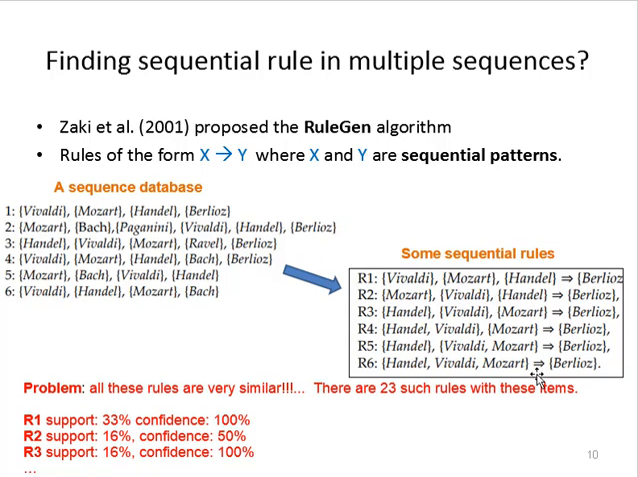And all these rules, although they are very similar, will have different support and confidence values. So rule 1 has support 33%, rule 2 16%, rule 3 16%. And for the confidence, also quite different. Rule 2 has 50% confidence, rule 3 has 100%, and so on. So we have many rules that look very similar but have different measures. So it can be a big problem. These rules are actually too specific.